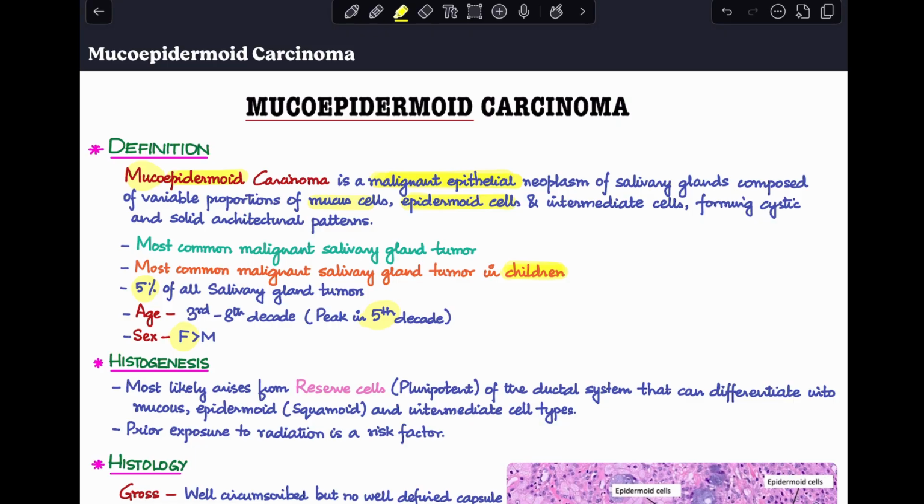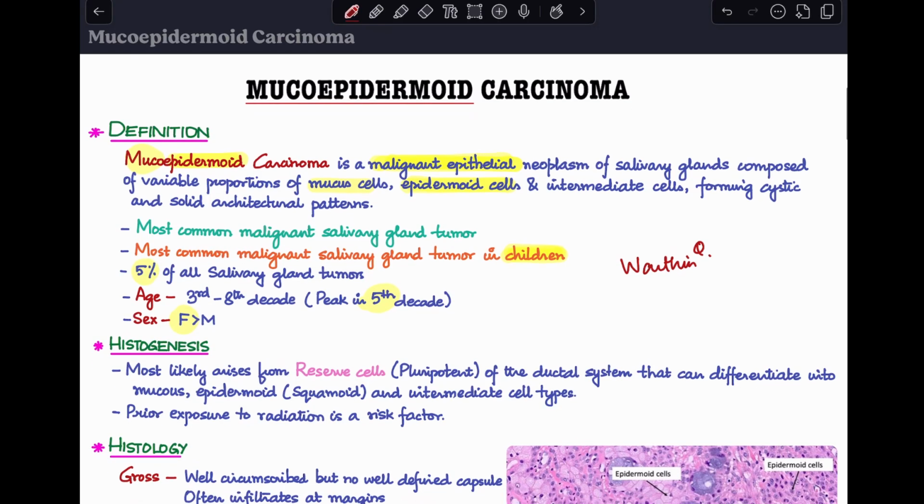Can you tell me which is the one salivary gland tumor which is more common in males? That is Warthin's tumor. This is a very important MCQ that you should remember. Most salivary gland tumors have a female preponderance except for Warthin's tumor.